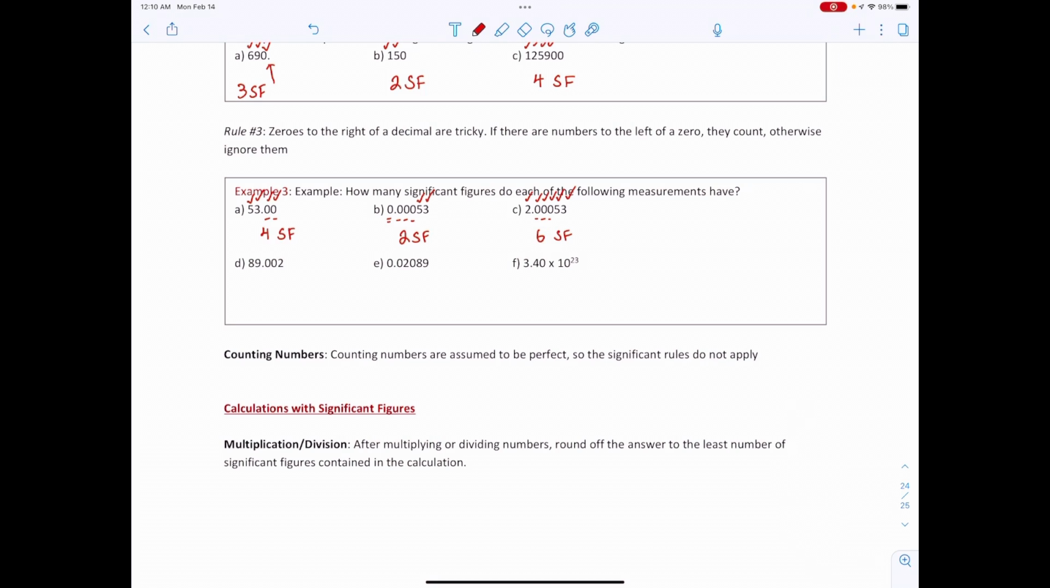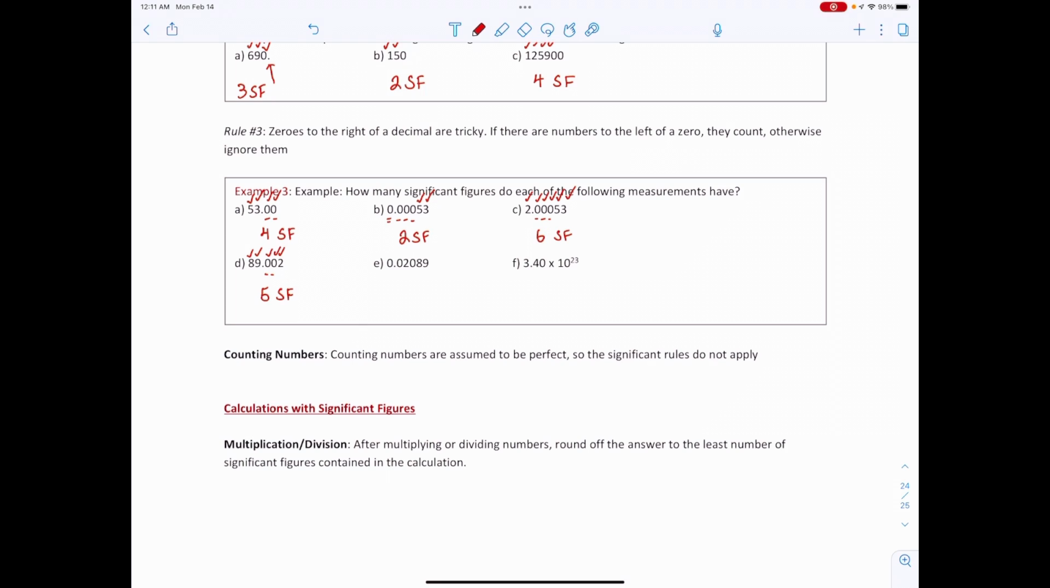In D, we have 89.002. Once again, the 8, the 9, and the 2 count. For these 2 zeros, let's take a look. Both of them are to the right of a decimal. Yet when you look left from those 2 zeros, you see the 9 and eventually the 8. So these count as well for a total of 5 significant figures.